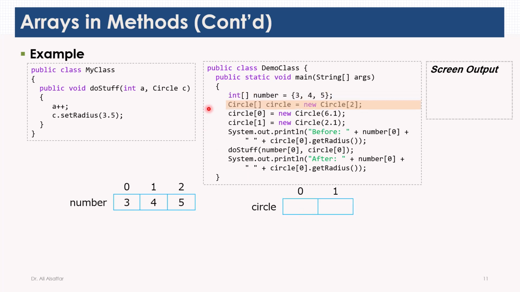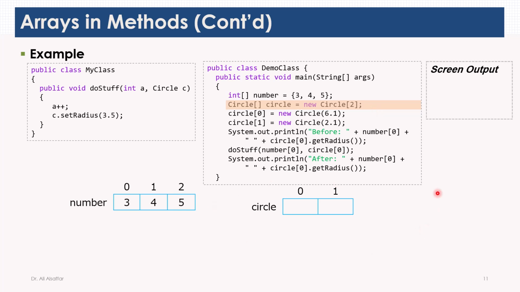In the next line, we are declaring an array of objects of 2 elements. These objects are of type circle. Remember that circle is a class that consists of one data member, radius, and it has getters and setters for this radius. Now, when you declare an array, none of the index variables are pointing to an object. In fact, no objects are created yet.